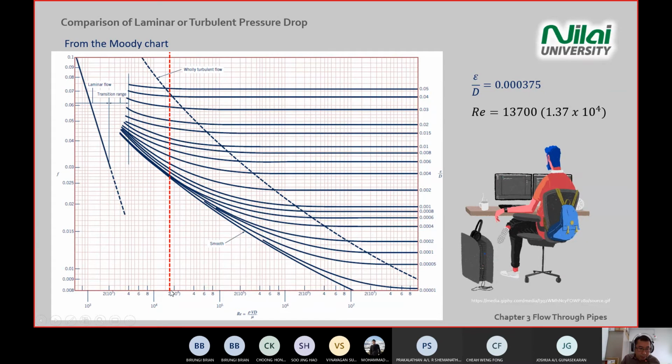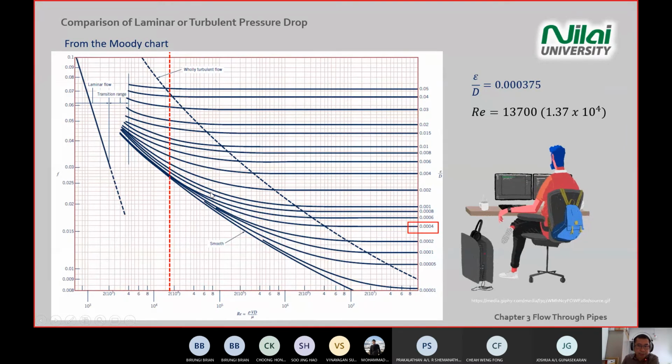Okay, this line should be a bit to the left, right? But you start with the Reynolds number, and then you enter from the right with 0.004, because our value is 0.00375. You round it to the closest, so we have 0.004. Then you follow this line from the right until the intersection point of this line, and then move to the left.